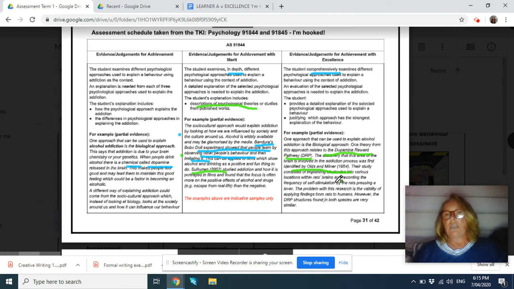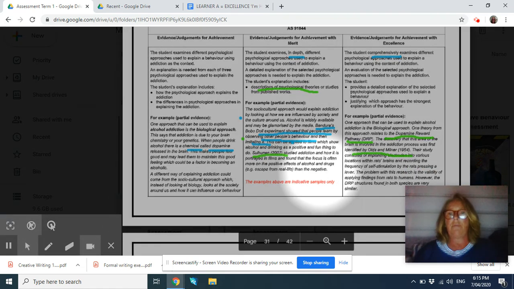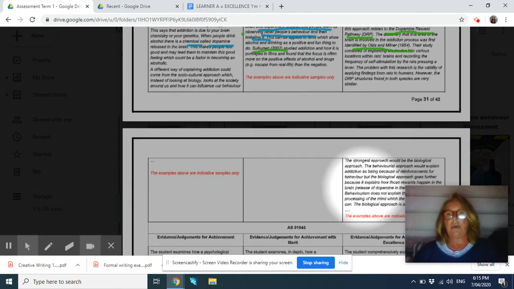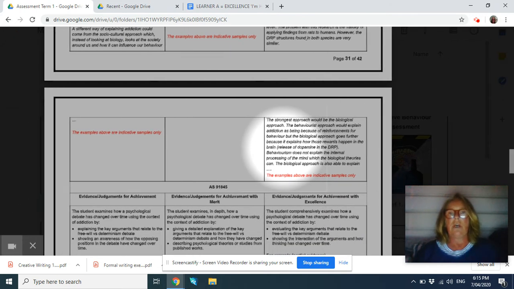And there are details here of the experiment that was performed for that particular pathway of thinking. The strongest approach, so here we have in the excellence as well, the strongest approach would be the biological approach. The behaviorist approach would explain addiction as being because of reinforcements for behavior, but the biological approach goes further because it explains how these rewards happen in the brain, release of dopamine in the DRP. Behaviorism does not explain the internal processing of the mind when the biological theories can.